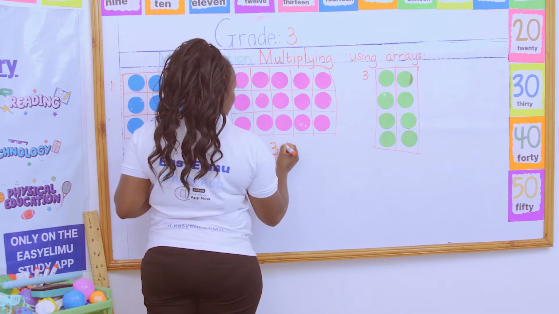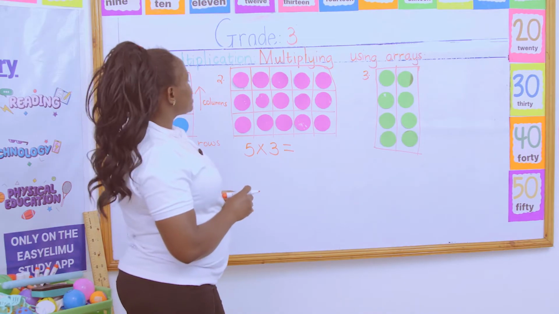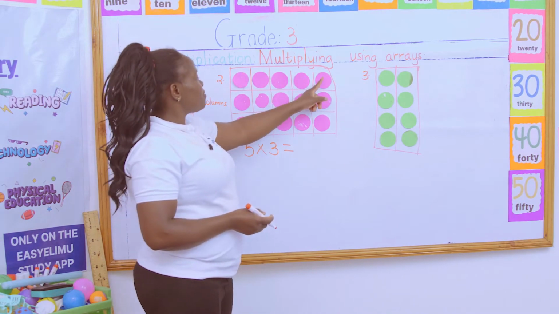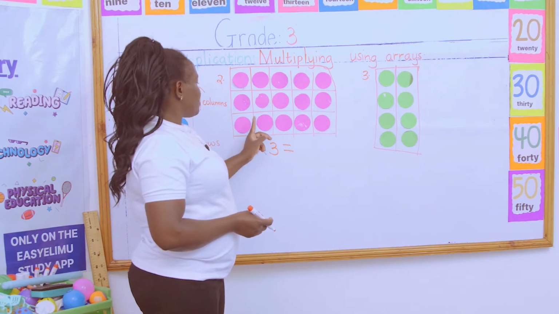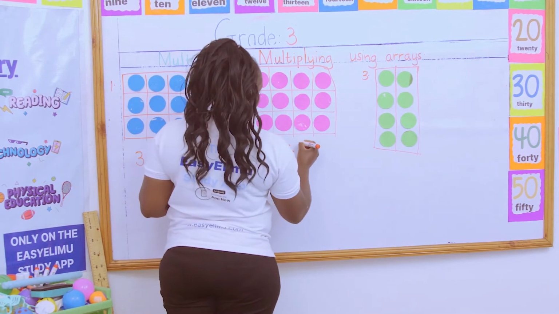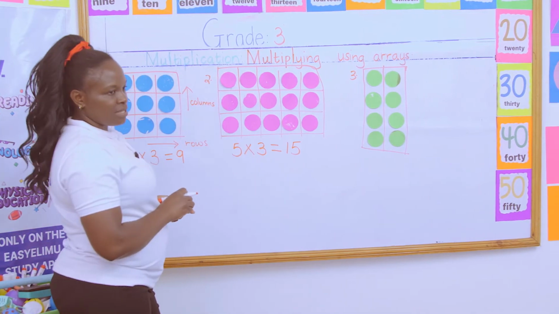And now we have to count to get the sum of pink balls. And how do we go about it? 1, 2, 3, 4, 5, 6, 7, 8, 9, 10, 11, 12, 13, 14, 15. So how many pink balls do I have? I have 15 pink balls.